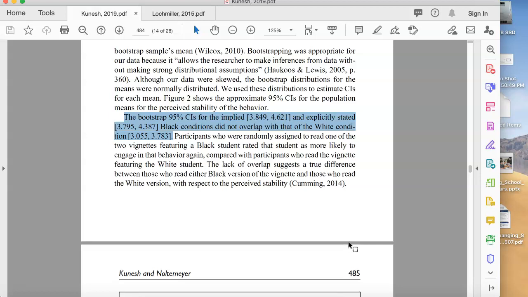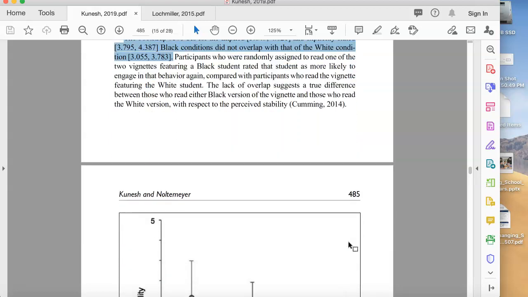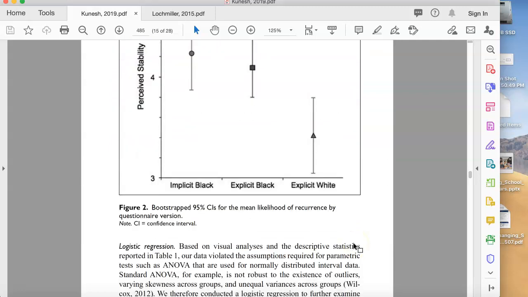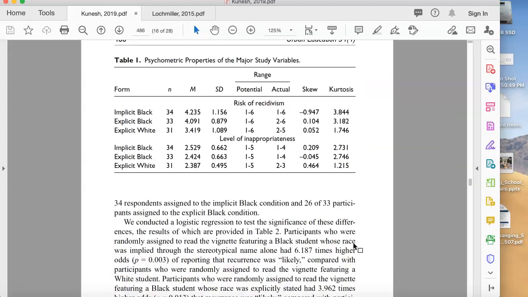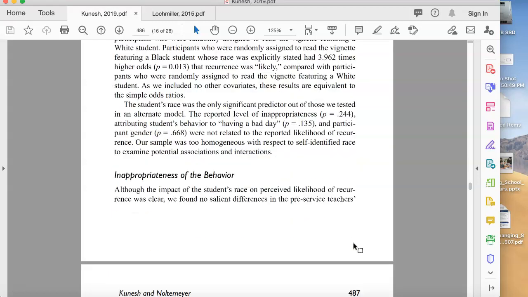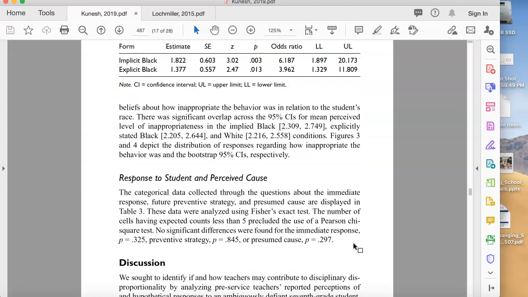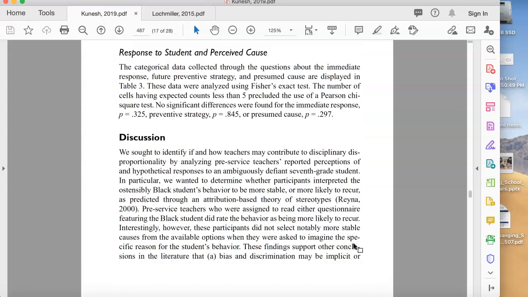Oftentimes, if you're not sure about the statistics, you can skim this, and where you're going to get the quote unquote answer is the discussion. In the discussion, they're going to kind of give you an overview. These were my main findings. This is how they contribute to the literature in the way that I told you at the beginning I was going to try to contribute to the literature.